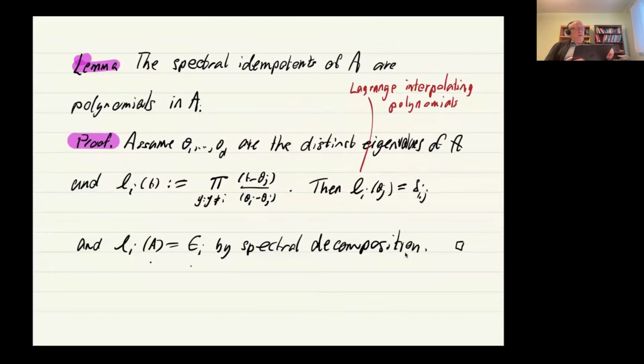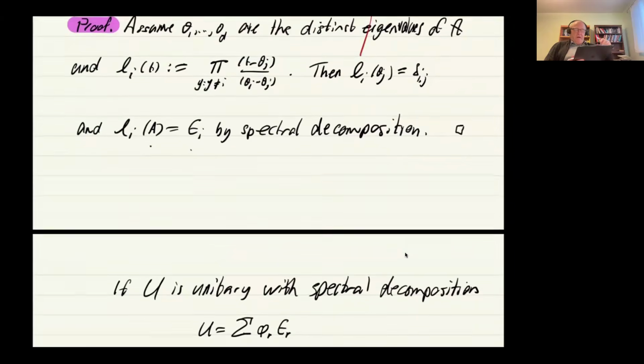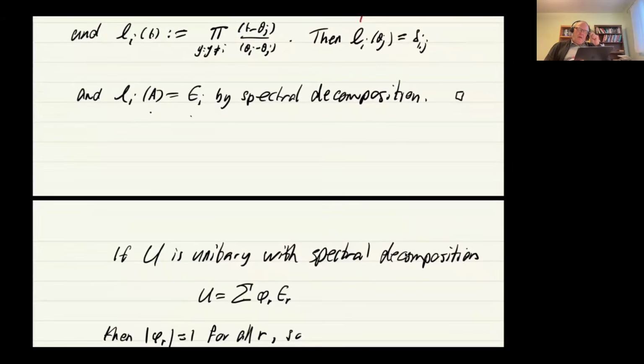Now, this is a useful fact, and it's not as well known as it ought to be. So the spectral idempotents, I wrote down a number of properties. One important property is each idempotent is a polynomial in the original matrix.